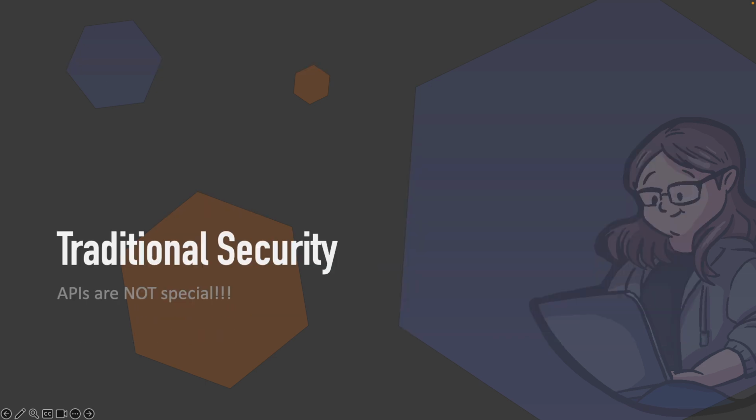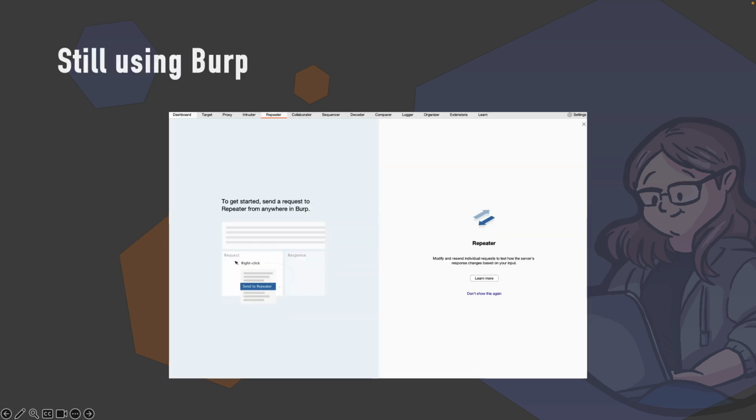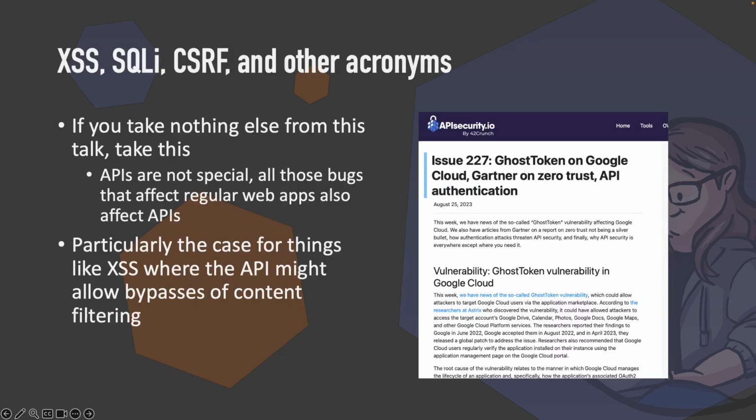Now, while these are API-specific security issues, I really want to stress that APIs really aren't special and you shouldn't be afraid of them. They are, at their very core, web applications. I still use Burp the same way I do for any other application. I'm still looking for cross-site scripting, SQL injection, CSRF, and other examples. If you go to apisecurity.io and read through some of the vulnerabilities, you'll very quickly realize that these are not API-specific issues. They are just the same old vulnerabilities.